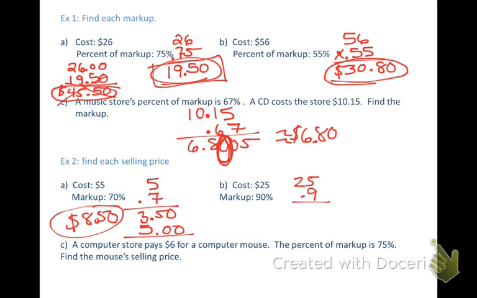So it's going to be 25 times 0.9 on the second one. So it's going to be $22.50. And then you do $25 plus $22.50, and that is $47.50.